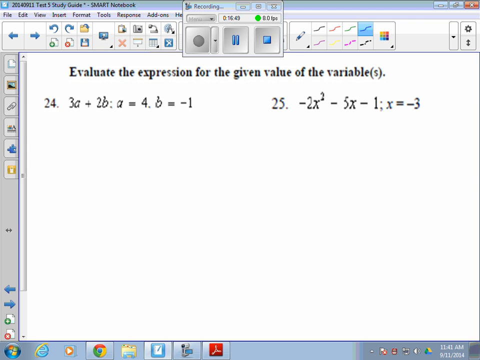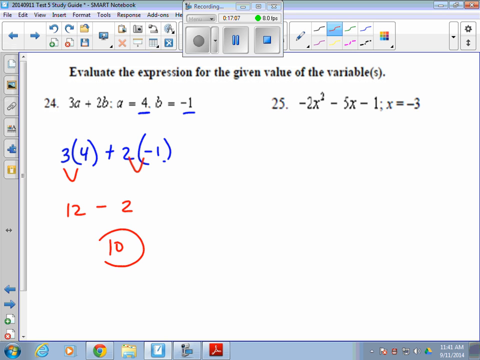Number 24 says to evaluate the expression for the given value of the variables. They give us a value of A and they give us one of B. So instead of 3 times A, 3 times 4, plus instead of 2 times B, 2 times negative 1. Do your multiplication first. 3 times 4 is 12. 2 times negative 1 is negative 2. 12 minus 2 is 10.